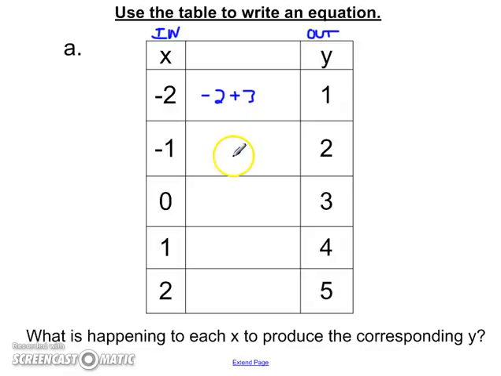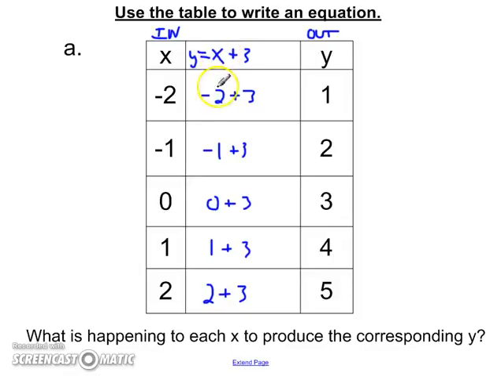Now, does that pattern continue throughout the rest of the table? If I take -1 and add 3 to it, do I get 2? Yes, I do. If I take 0 and add 3 to it, do I get 3? Yes, I do. In this particular case, that works for all of the x values in the table. If I take the x and I add 3 to it, I get y. So when I write this little equation, what we're telling ourselves is, what do we do to x to get the y? In this case, we take the x value, we add 3 to it, and that gives us our y. So y equals x plus 3.